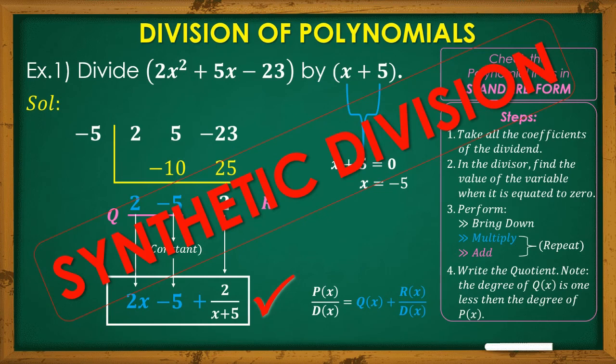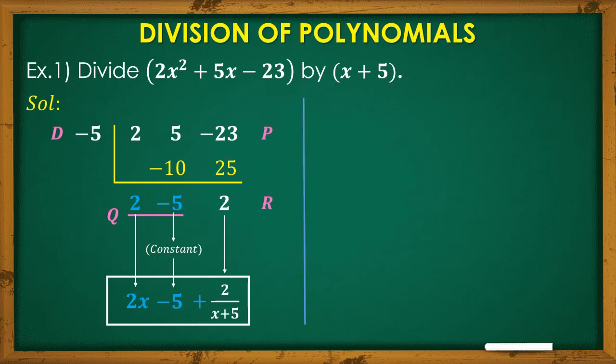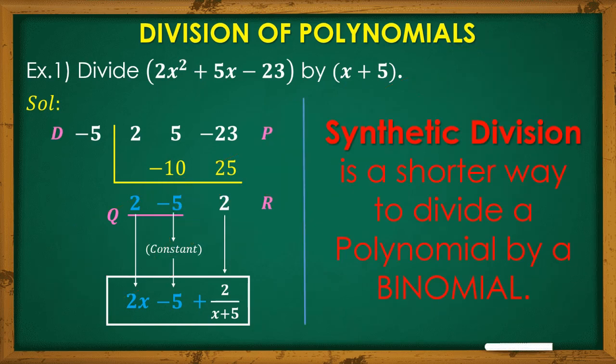This is what we call synthetic division. Now, what is a synthetic division? This is a shorter way to divide a polynomial by a binomial. Ibig sabihin, gagamitin lang natin ang synthetic division kapag ang divisor natin ay binomial. Gaya ng example number 1, yung divisor natin is x plus 5. Isang binomial.